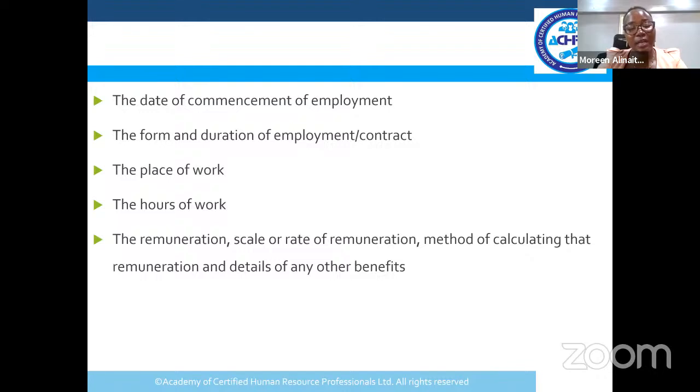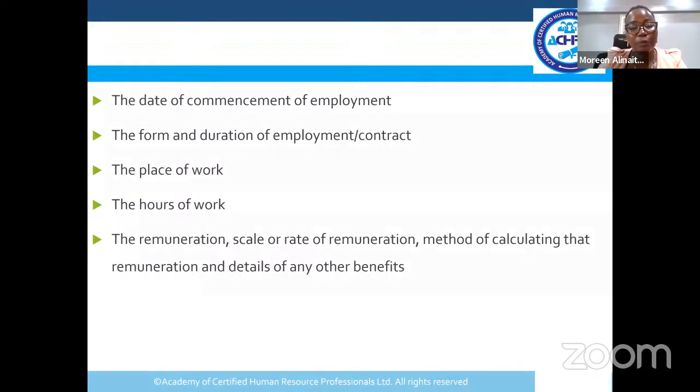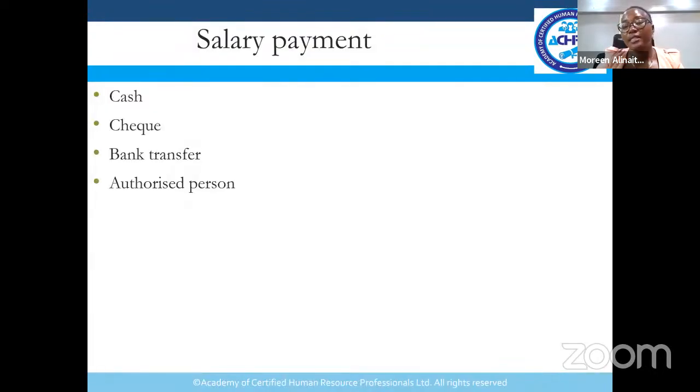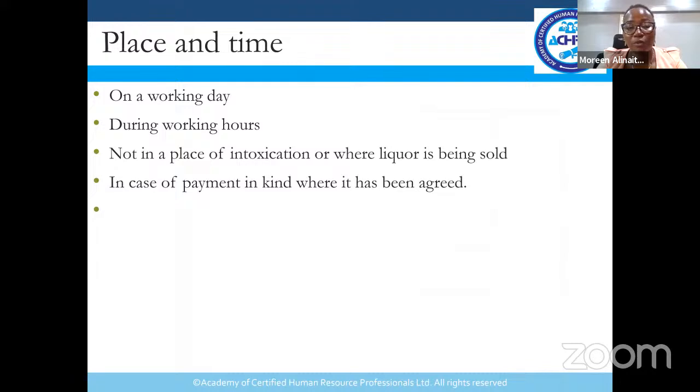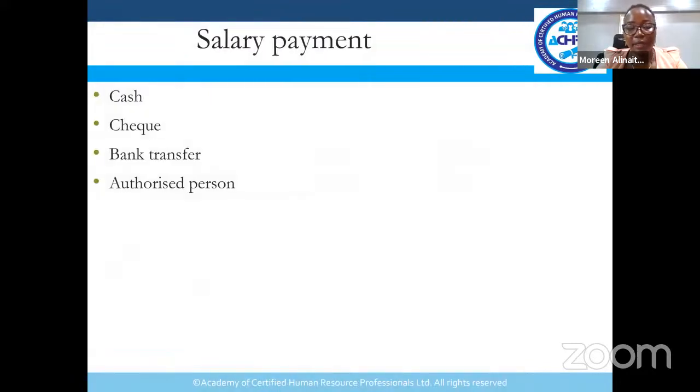Now, when we are talking about salaries, at this point, we need to understand how salaries are paid. The salary can be paid in cash, in cheque, bank transfer, or to an authorized person. Now, where does M-Pesa fall? M-Pesa falls in bank transfer, right? Because it's a transfer.